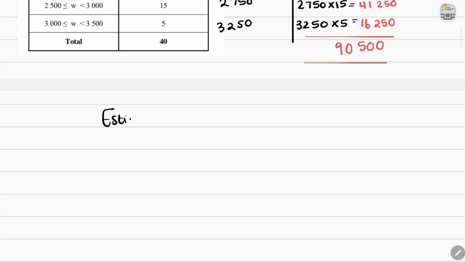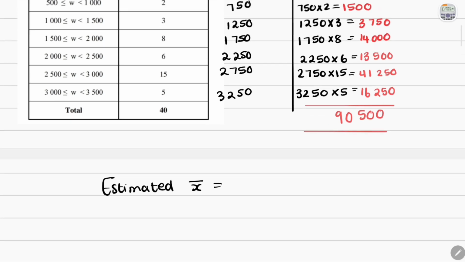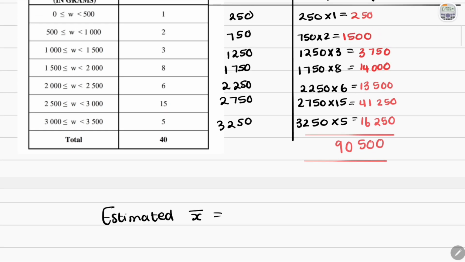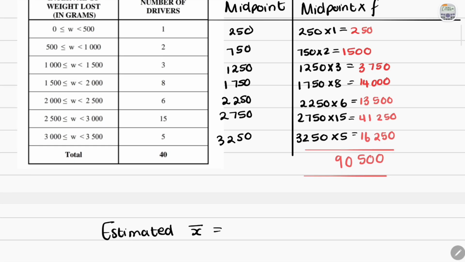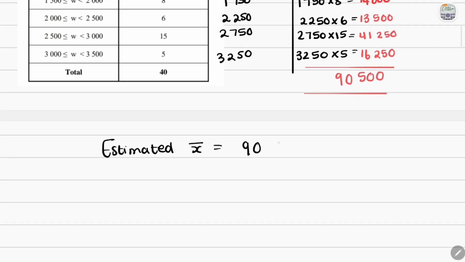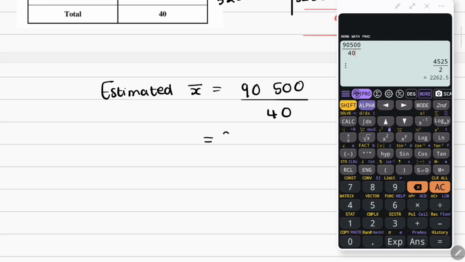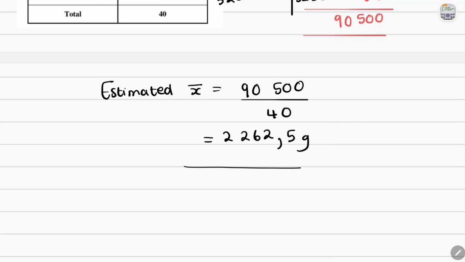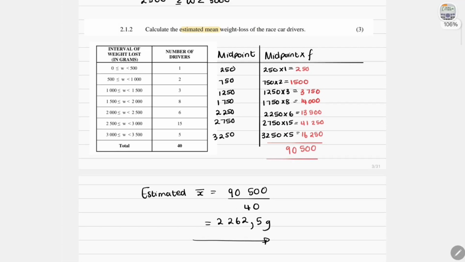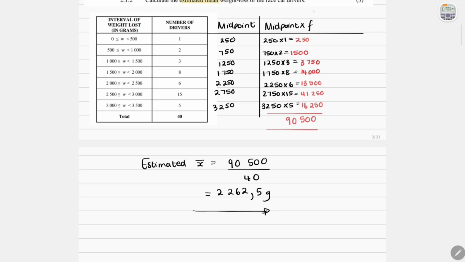I'll just say the estimated mean, and for mean, I'll just say mean, is equal to, we'll take the total grams lost divided by the total drivers. Okay, so that's 90,500 divided by 40 drivers, and that would be the estimated mean. Okay, and that is 2,262.5 grams. Okay, as an estimated mean, and that is our answer. Moving on to the next question.